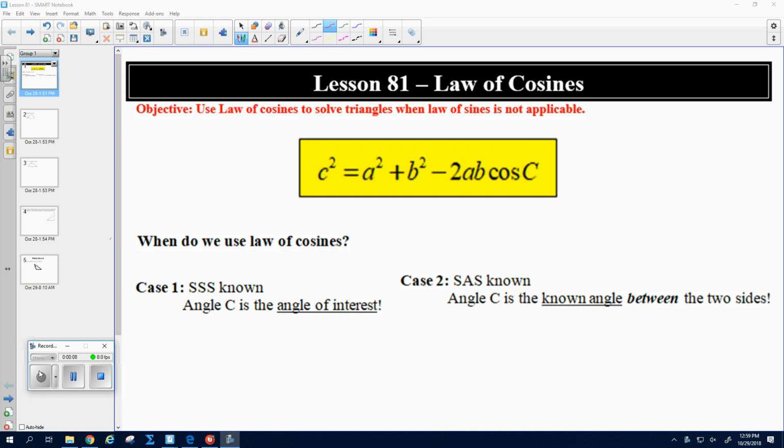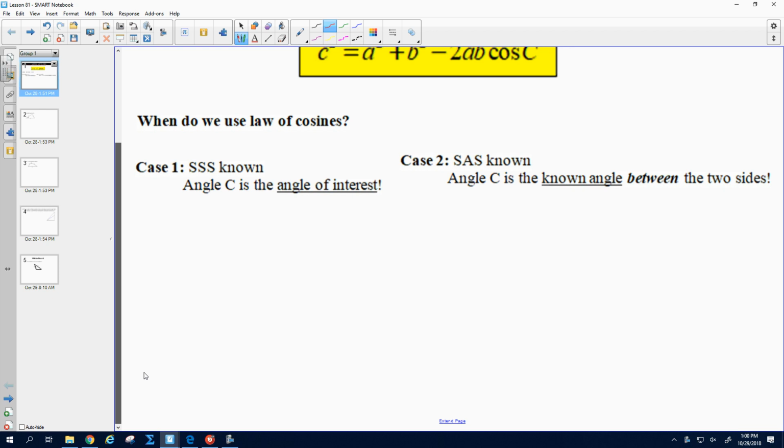So the objective is actually to use the law of cosines to solve triangles when the law of sines is not applicable. In order to use law of sines, you have to know an angle and a side that are opposite from each other, right? You have to have at least one angle and one side known that are opposite of each other. So if you don't have that, see if you can use law of cosines.